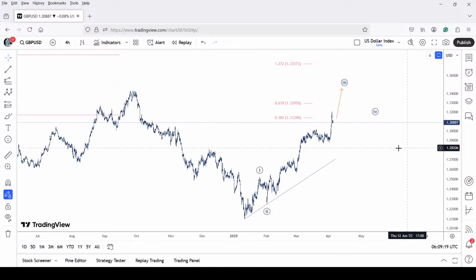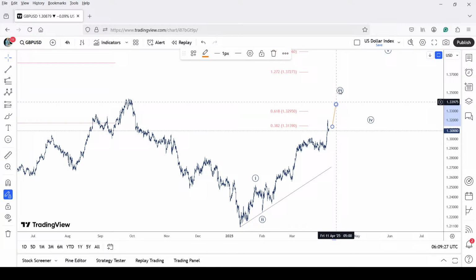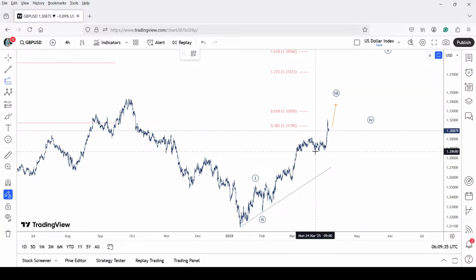And looking at the wave structure, it is minute wave 3 which is being produced right now, and it could be terminating somewhere close to the 1.3300 handle going forward. Let me just try and expand the recent structure. Possibly, let's find out. Yes, it is looking towards 1.33.